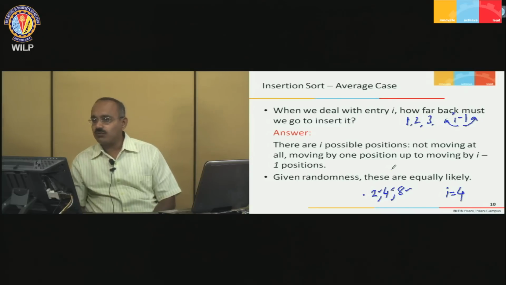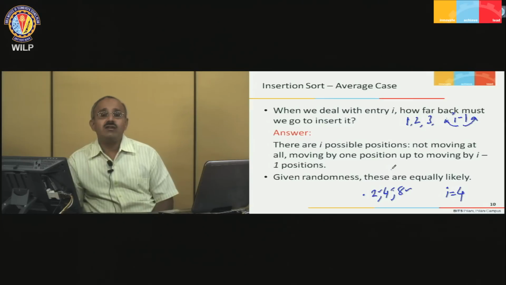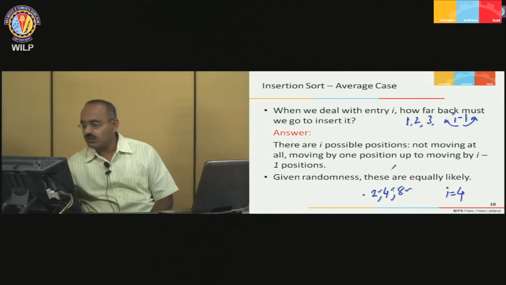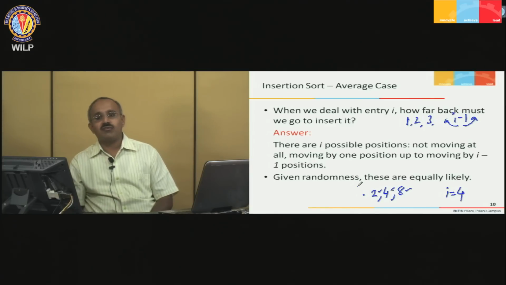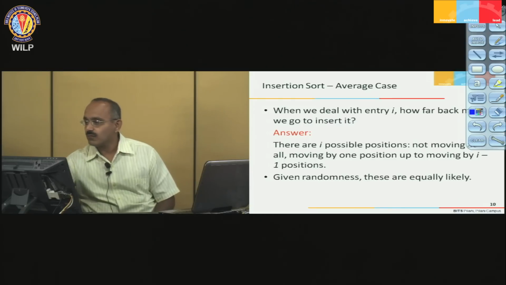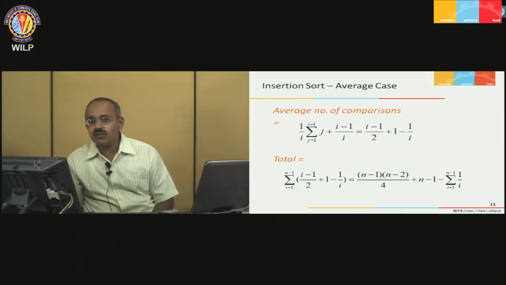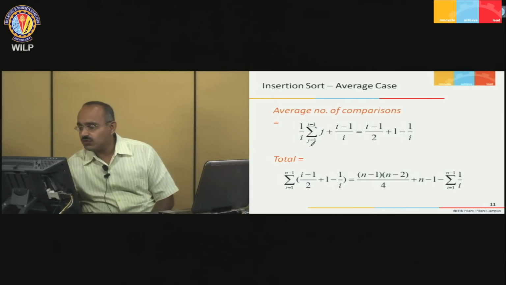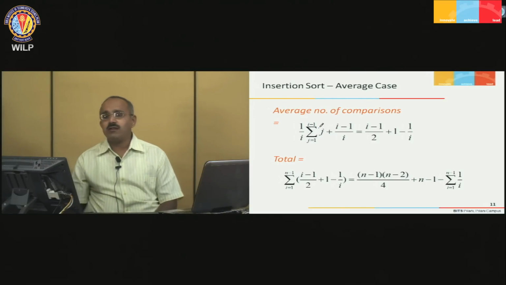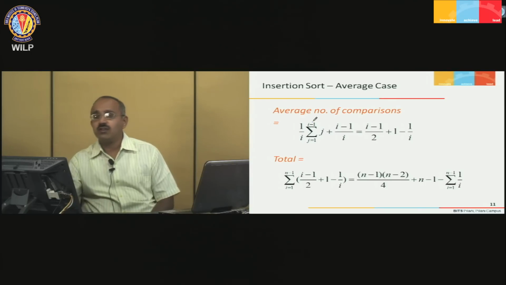So, there are i possible positions, and when we say all possible inputs have an equal probability, that means there is an equal chance that it could go to any one of these i locations, correct. That means given randomness, all these i positions are equally likely to occur. So, using this fact, the average number of comparisons that we need is the sum over j equal to 1 to i minus 1 of j, and for each j there is an equal probability to occur.